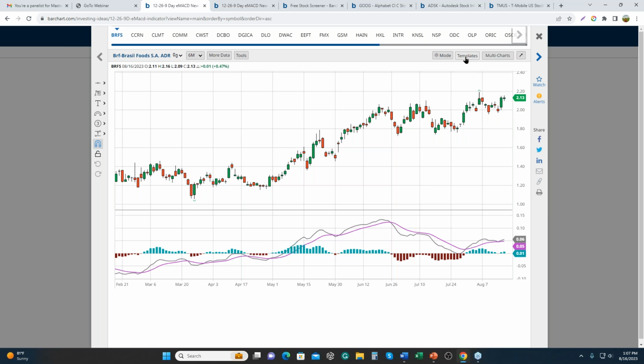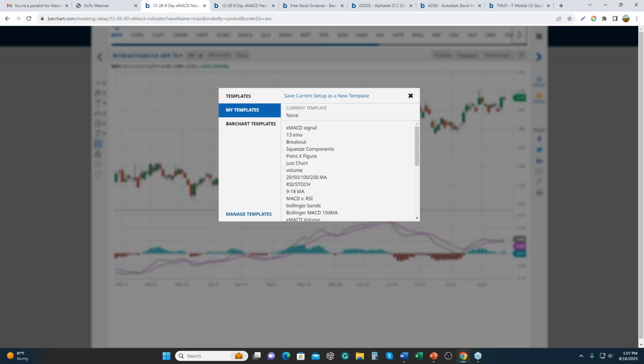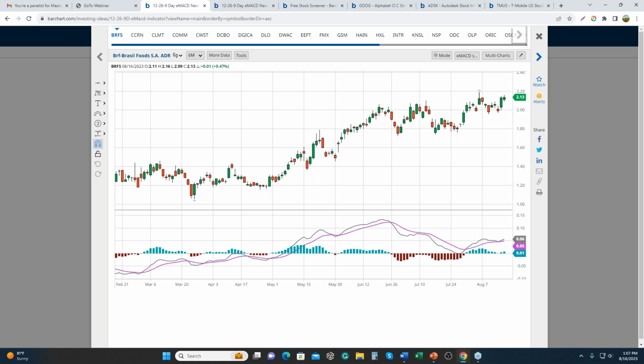Up here where it says templates, if I'm satisfied with this template, I can click on here and create a new template, so that every time I come to this particular page, I can have this template available for me. That's what I did here, where it says eMACD signal, and that's exactly what I have. Okay.